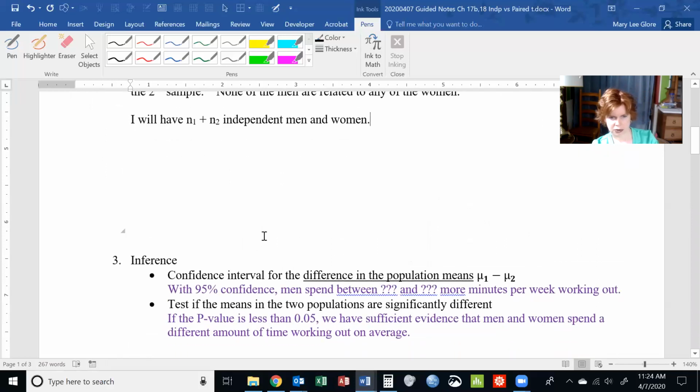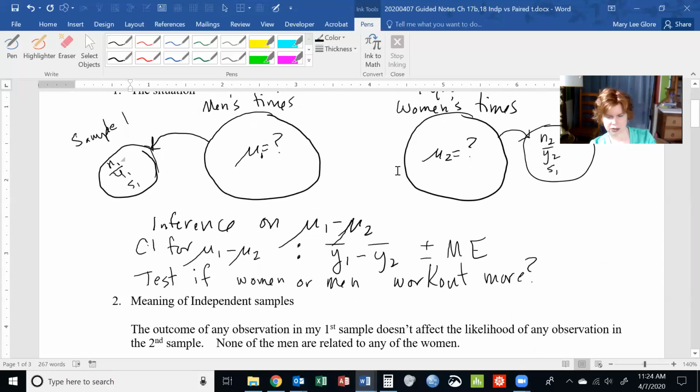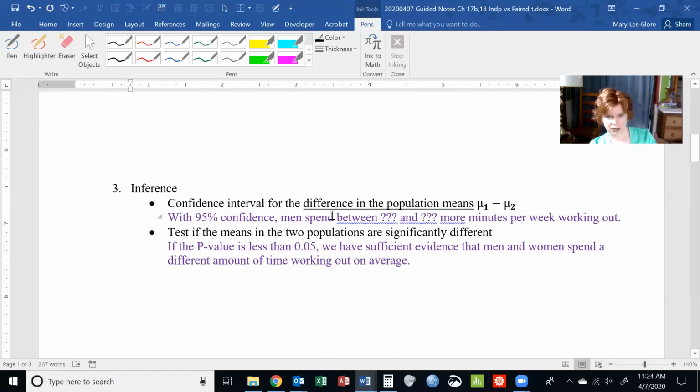Okay, and so the types of inference that we talked about concern mu1 minus mu2, the difference in the averages. If we did a confidence interval for mu1 minus mu2, I'd say I'm 95% confident that men spend between blank and blank more minutes per week working out. So I would come up with a lower and upper limit, but my confidence interval would be for the difference in the means, not for the actual mean time they work out. And I could test if they're different. If the p-value is less than 0.05, we have enough evidence that the average men's time is different than the average women's time.